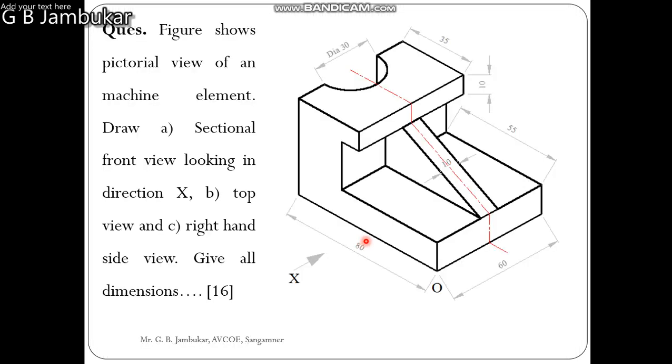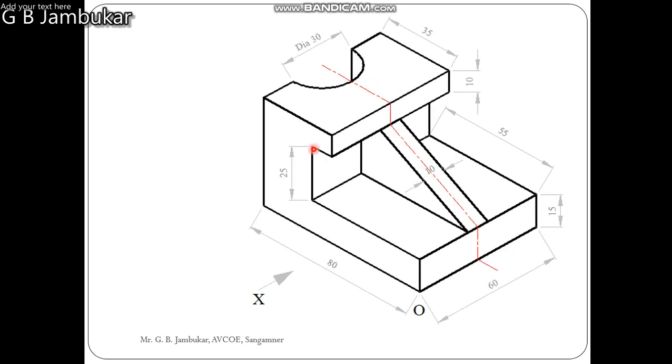Now we consider another problem. The problem statement is given for 16 marks and a simple object. Here this red line is the section plane. If the object is cut along this section, then we have to draw the frontal sectional view when the object is cut, and top view and side view obviously. So sectional front view looking in direction x and section is taken along the red line as shown in the dimension. Now the dimensions are to be found.